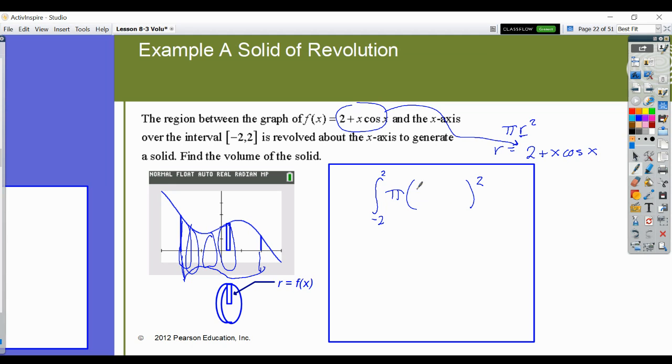Since I'm using x, 2 plus x cosine x. And then the width of this little rectangle is dx. That's all we have to do. If we calculate that from -2 to 2, we will have the answer.